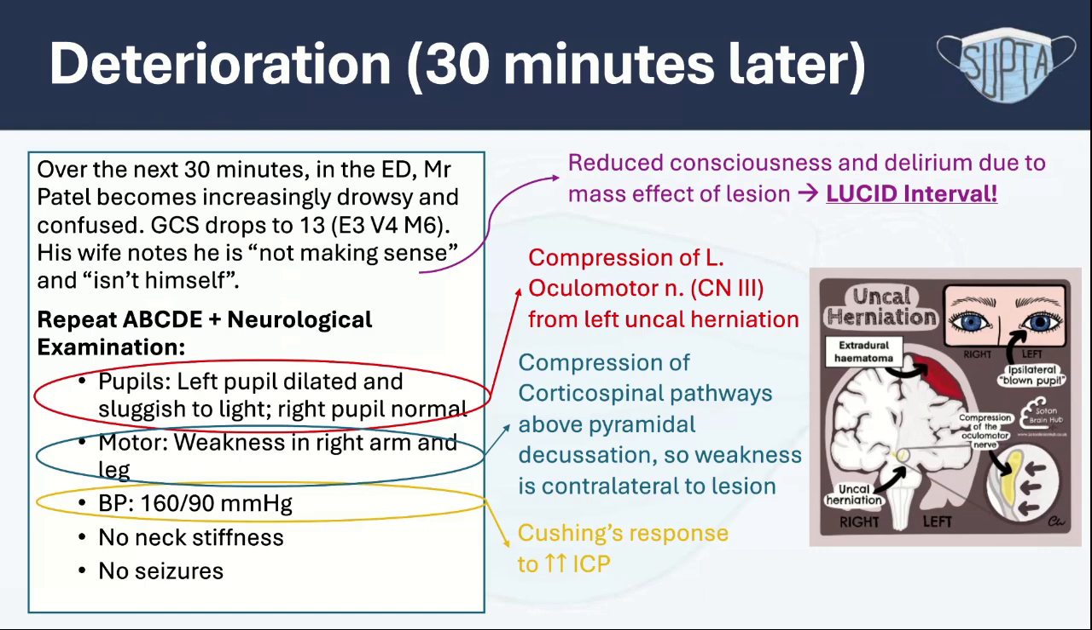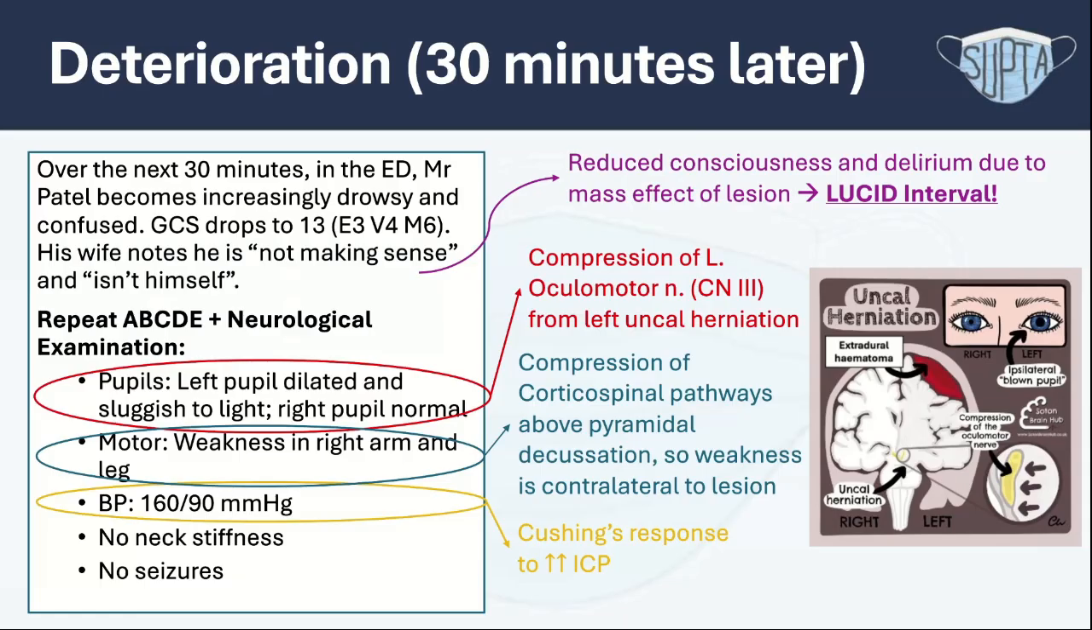So it's also a good idea to possibly go and revise your pathways as well. So your neural pathways, it's quite important as well. So you can go and read that in your own time. The right-sided weakness now fits with the compression of the corticospinal pathways above the pyramidal decussation. So that's where the pathways cross. So the motor deficit is contralateral, so the opposite side to the lesion.